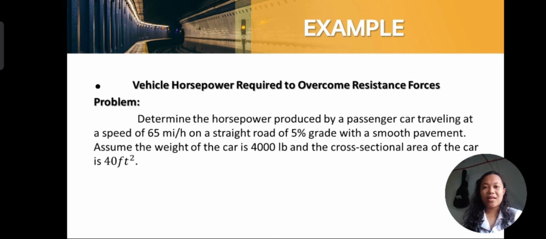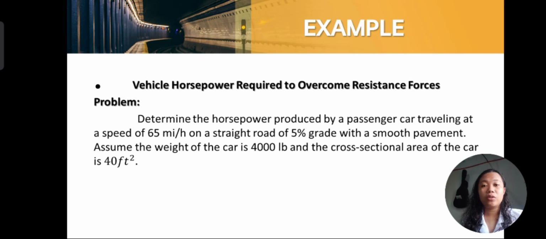So what we need to find is the vehicle horsepower required to overcome resistance forces. The problem is: determine the horsepower produced by a passenger car traveling at a speed of 65 miles per hour on a straight road of 5% grade with a smooth pavement. Assume the weight of the car is 4,000 pounds and the cross-sectional area of the car is 40 square feet.